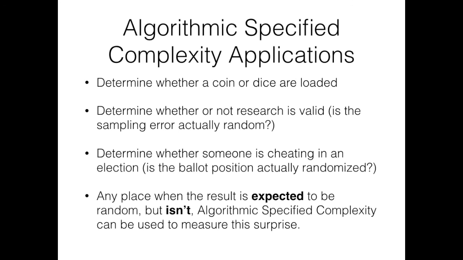So we can use algorithmic specified complexity for several different applications. We can determine whether or not a coin or dice are loaded, whether or not research is valid, is the sampling error actually random, whether or not someone cheated an election, is the ballot position actually randomized, and any place where the result is expected to be random, but isn't, algorithmic specified complexity can be used to measure this surprise.